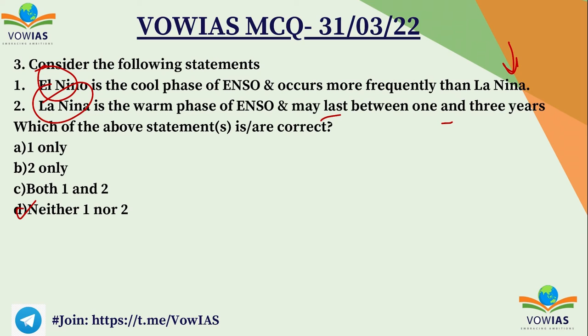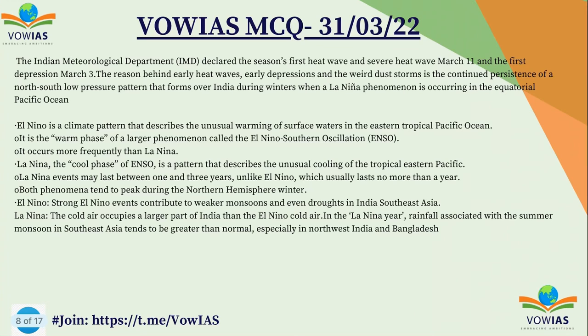So El Nino, if you see, it is a warm phase, not the cool phase, so that's why the first one is wrong, and La Nina is the cool phase of ENSO, right? So that's why neither 1 nor 2 is the correct answer. So El Nino is a climatic pattern that describes the unusual warming of surface water in eastern tropical Pacific Ocean. It is the warm phase of a large phenomena called the El Nino Southern Oscillation. It occurs more frequently than La Nina.